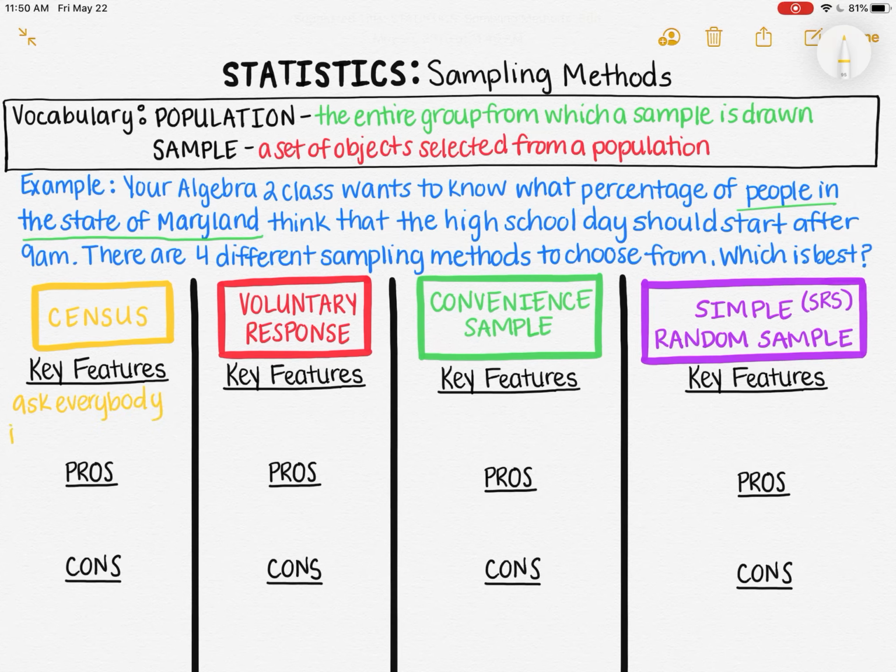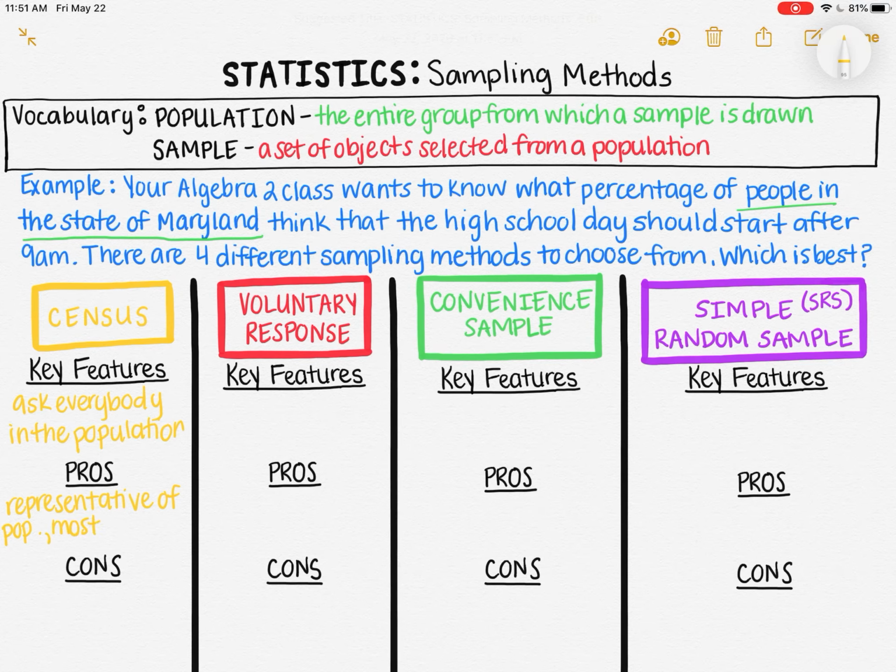So in our example, we would be asking everybody in the state of Maryland if they think that the high school should start after 9 a.m. So every single person in Maryland would be asked this question. So the pro of this is that it is very representative of the population. By representative, we mean that by asking everybody, we're going to be getting representation from all of the different geographic areas in Maryland, people of many different backgrounds, different experiences. So we'll get a good representation of the population by asking everybody.